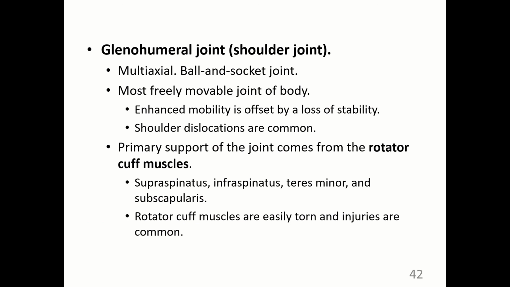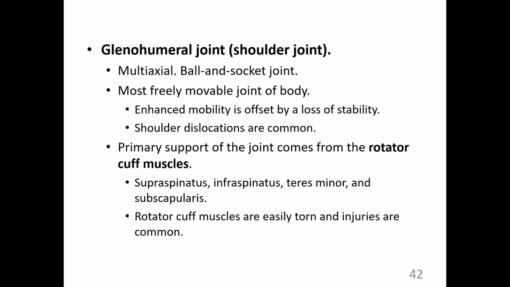The next joint is the glenohumeral joint, or the shoulder joint. This is a multi-axial joint. It is the ball and socket. It is the most freely movable joint of the body. Thus, the enhanced mobility is offset by a loss of stability. So shoulder dislocations are common.